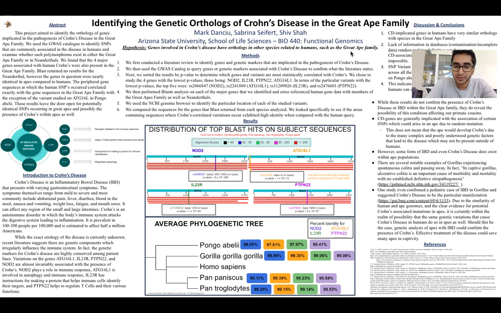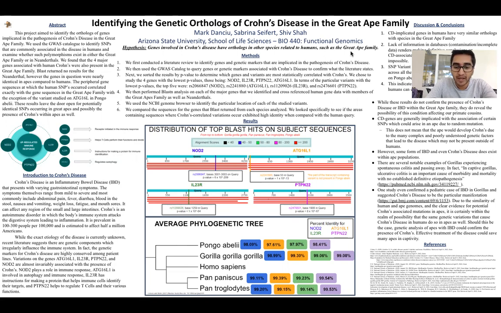First, we conducted a literature review to identify which genes are implicated in the pathogenesis of Crohn's disease. We then used the GWAS catalog to determine common variants, or SNPs, that are associated with each of these 4 genes. And for each of the 4 genes we studied, we identified one variant based on its p-value.